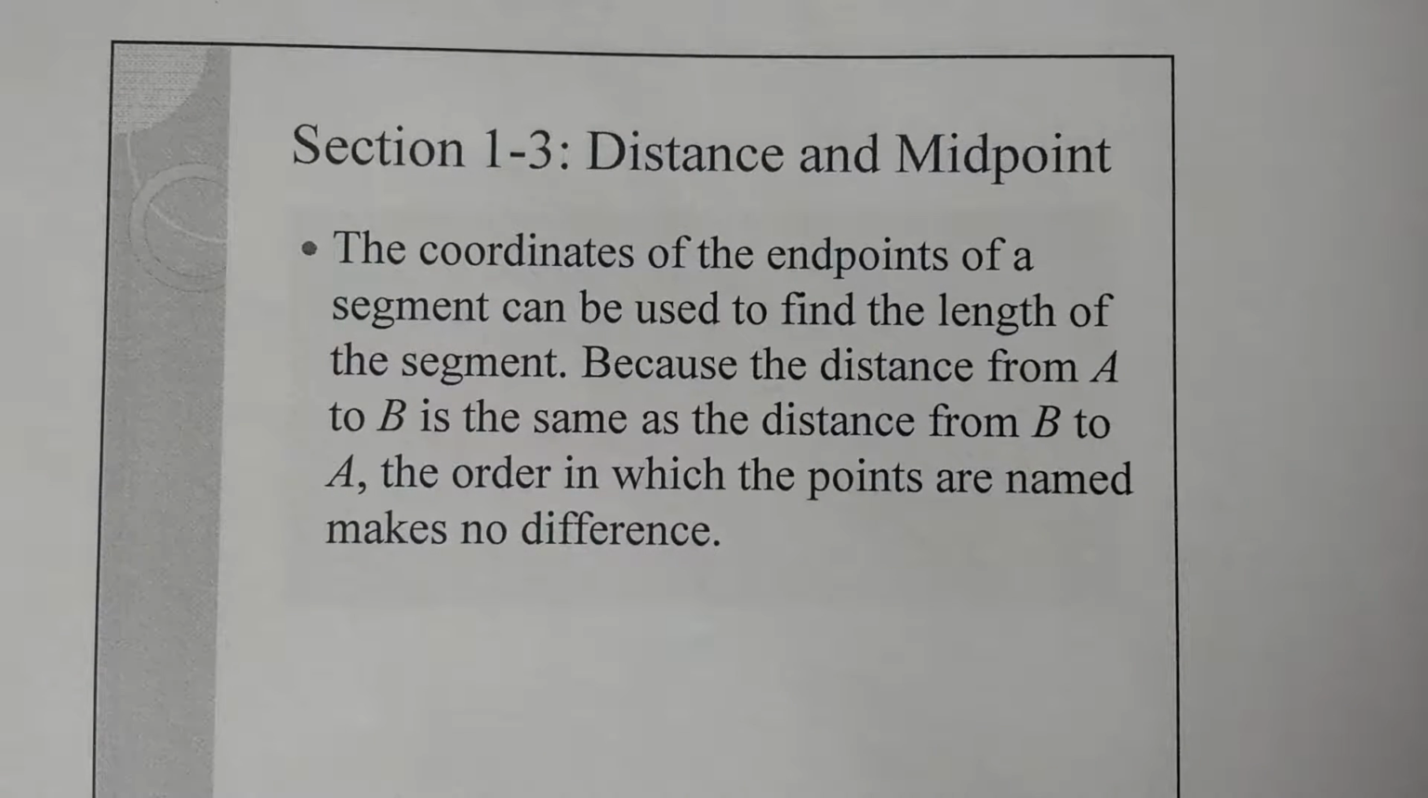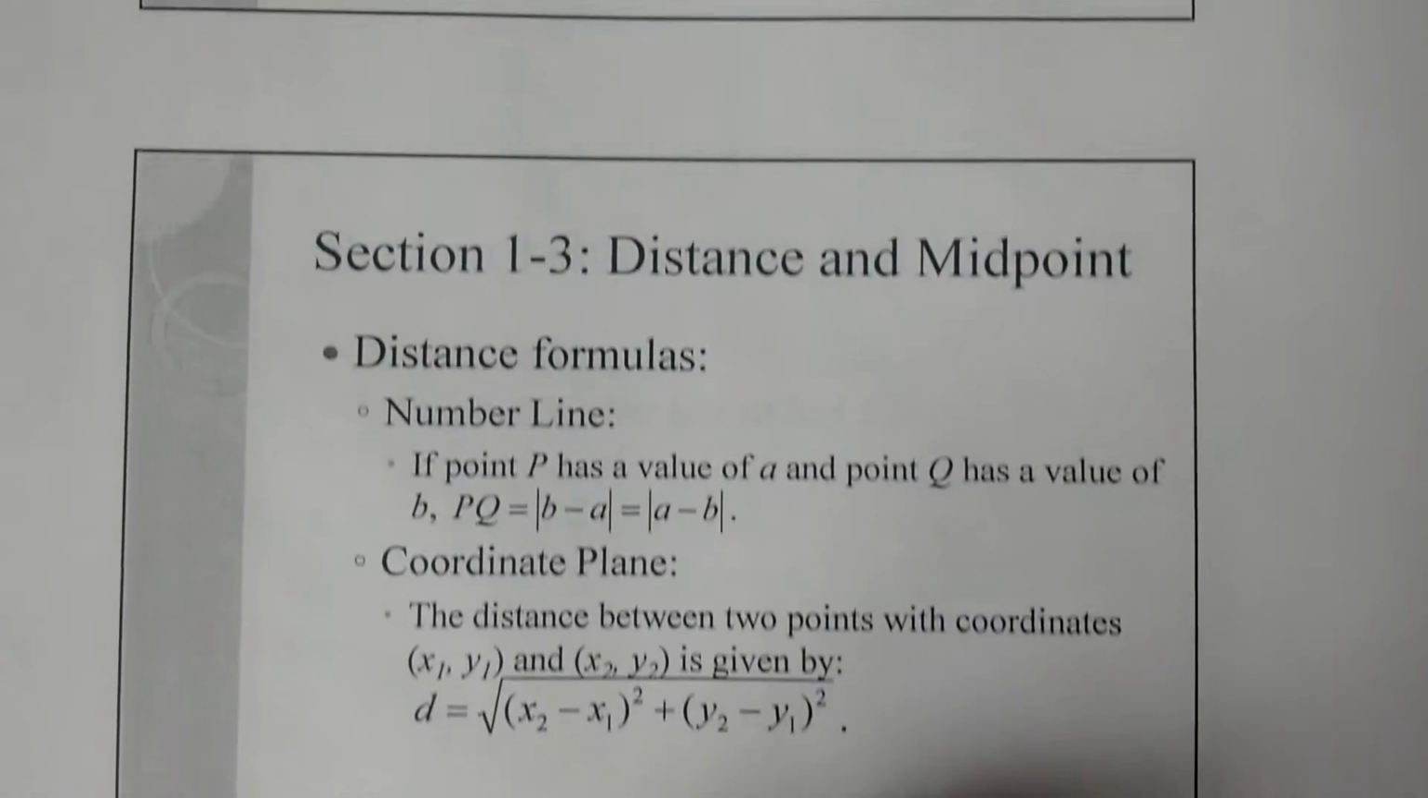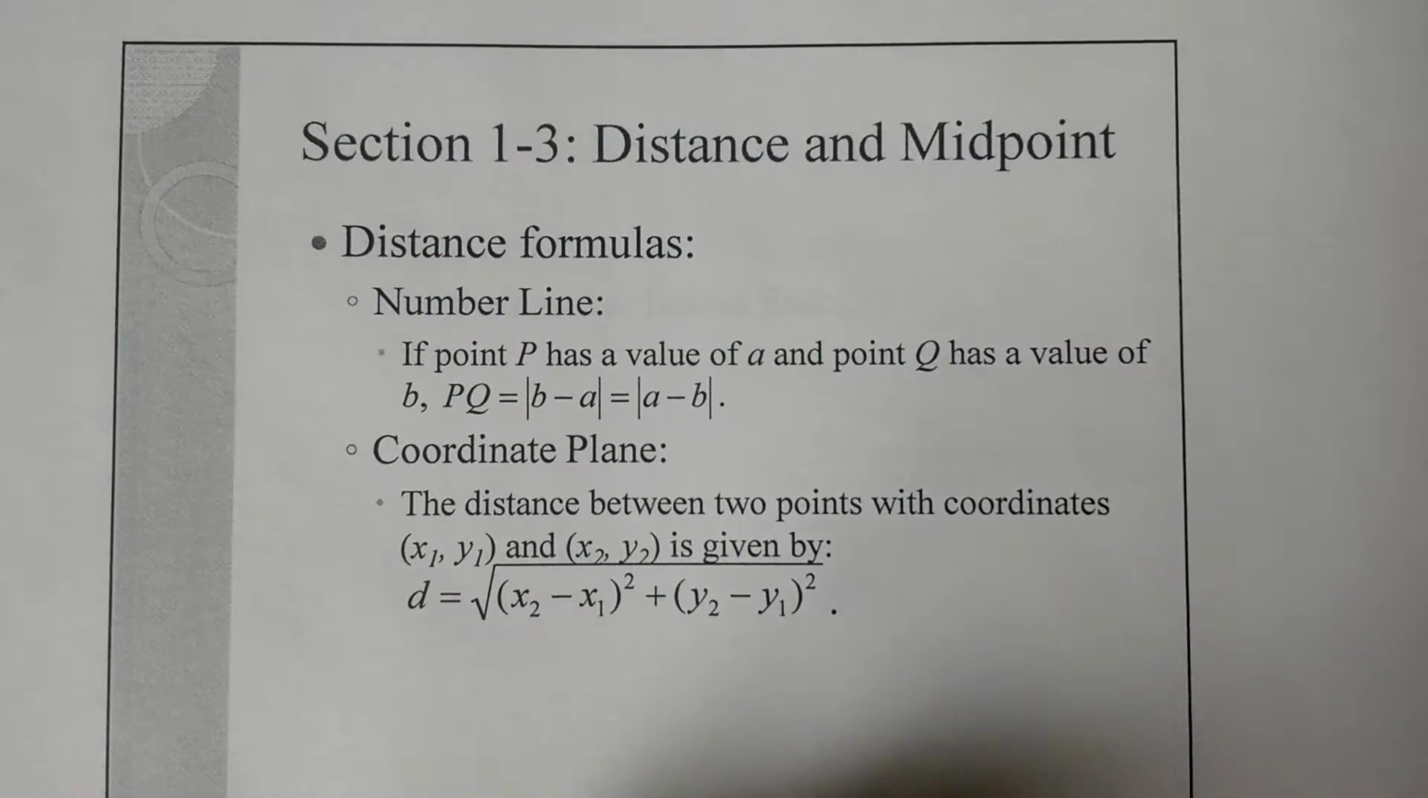So if you have the coordinates of a segment, you can use that to find the length of the segment. The distance from A to B is the same as B to A. The order in which you use the points doesn't really matter, as long as you know the location of the points. So here you have your equations to find distance.